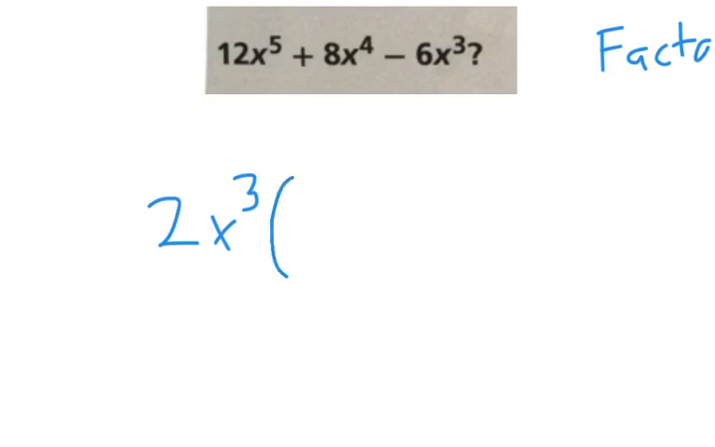So now if I go back to my original term, 12x to the 5th, if I take a 2x to the 3rd out of that, what am I left with? So I'm dividing, right? I'm undoing distributing. I have the number part, 12 divided by 2 is 6. And then x to the 5th divided by x to the 3rd is x to the 2nd.